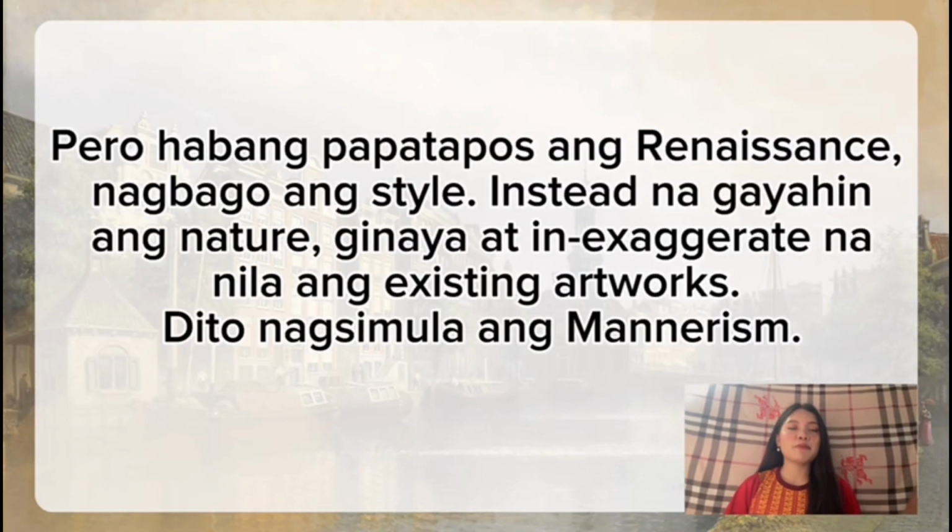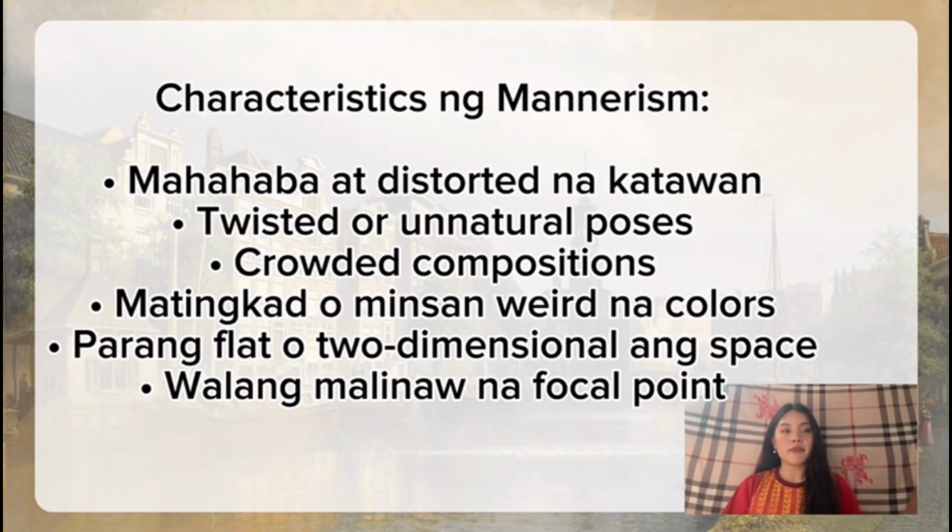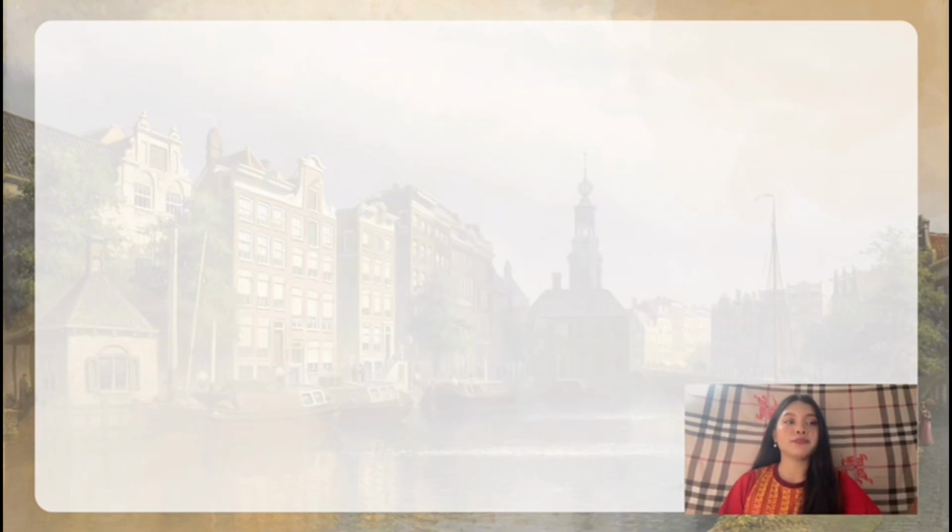So habang papatapos ang Renaissance, nagbago ang style. So instead na gayahin ang nature, ginaya at in-exaggerate nila ang mga existing artworks. So dito nagsimula ang Mannerism. So ano nga ba yung mga characteristic ng Mannerism? So ito, example is like yung mahaba at distorted na katawan, twisted or unnatural poses, crowded composition, matingkad or weird yung mga colors, tapos parang flat or two-dimensional ang spaces, and then walang malinaw na focal point.